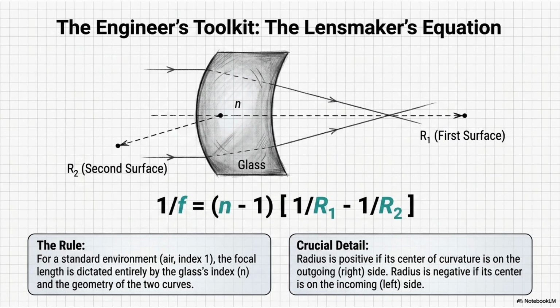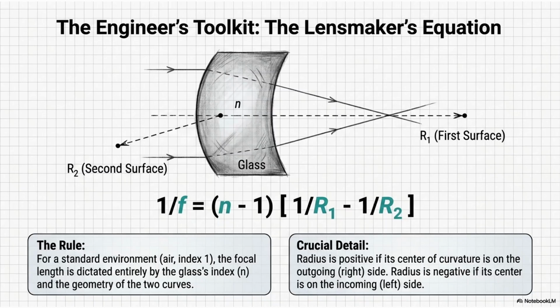It's 1 over F equals N minus 1 times 1 over R1 minus 1 over R2. This is such a powerful equation. It tells us that if you are in a standard air environment, a lens's focal length is dictated by only two things. Which are? The refractive index of the glass you choose to use, the N, and the physical geometry of the two curves you carve into it, the R1 and R2.